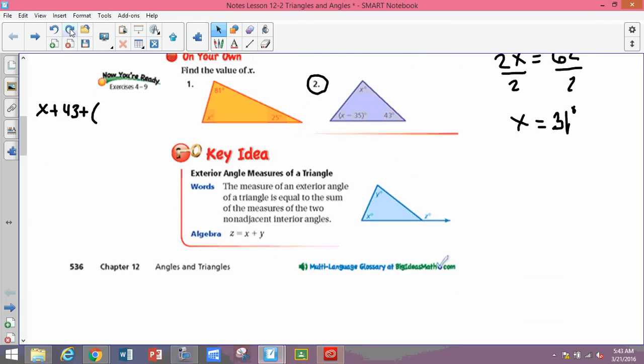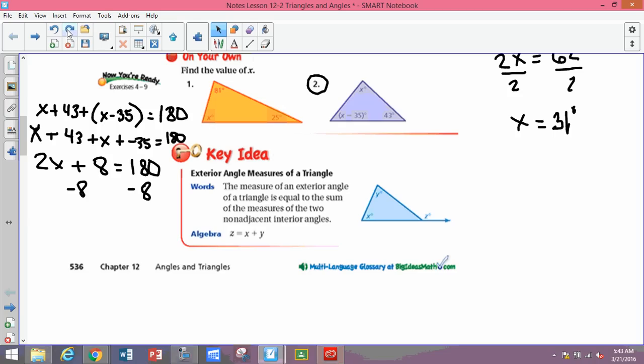Okay, so you have x plus 43 plus x minus 35 equals 180. So x plus 43 plus x plus a negative 35, I use the additive inverse property, equals 180. Then I combine my like terms, SAD. I have 2x plus 8 equals 180. Then I subtract 8 from both sides to get my variables on one side and my numbers on the other. And I end up with 2x equaling 172. I divide both sides by 2 to get my variable alone. I end up with x equaling 86 degrees.